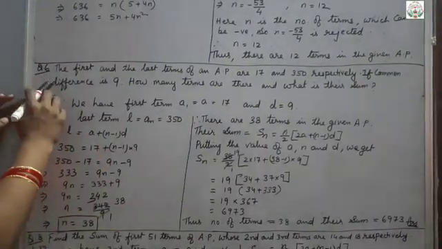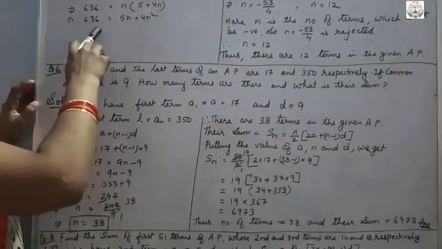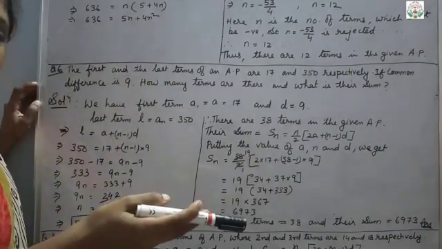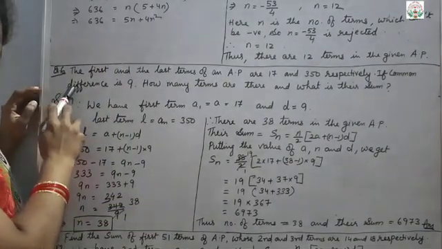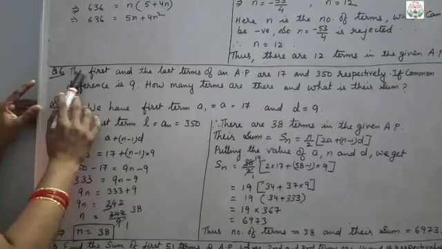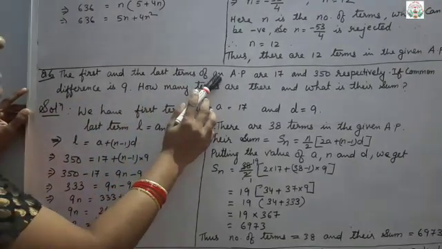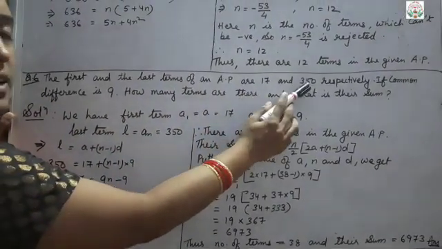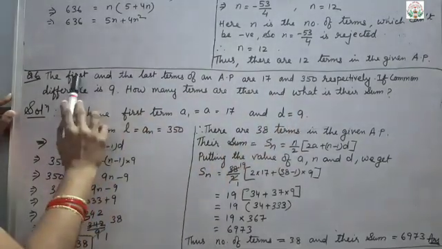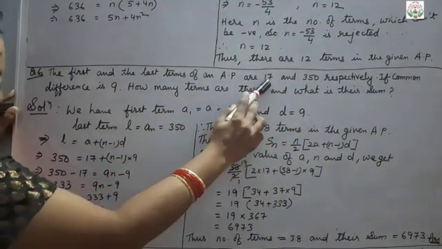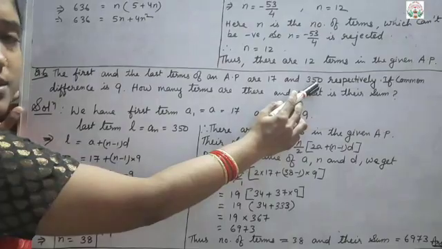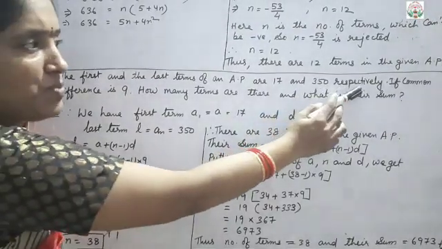Now see the sixth question. You might have seen previously we have solved the fourth question. The fifth question is your homework. Now let us have the sixth question. The sixth question is: the first and the last term of an AP are 17 and 350. Means the first term is 17 and the last term is 350 respectively.